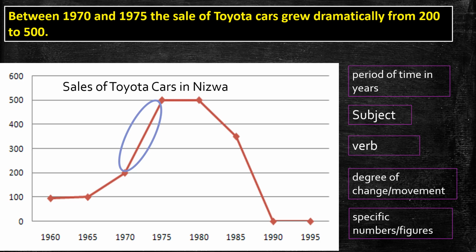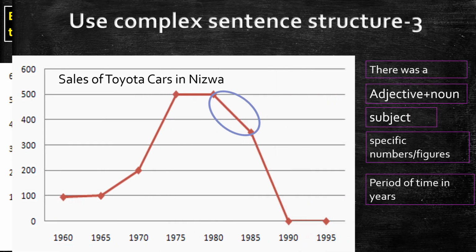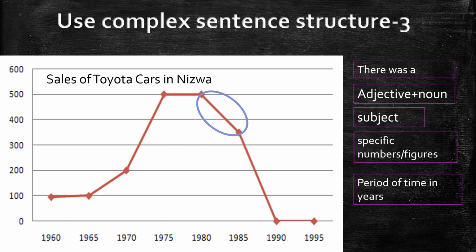Let's write one more sentence. Using the third structure, you have the structure on your right and graph on your left. So pause the video, write the sentence for the highlighted trend, and play the video to check your answers again.